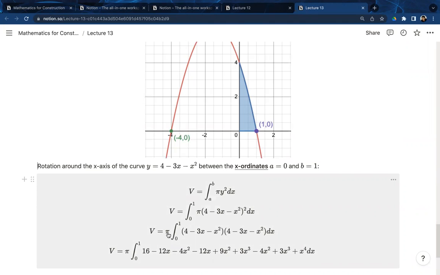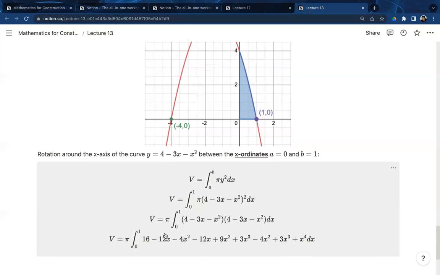You take out the pi, since it's a constant, you pull it out to the integral side. And we take our time and we multiply it, right? So everything in the brackets on the left, multiply by each term inside here. So these 3 terms multiply by 4. What we'll get? 4 4s are 16, minus 3 by 4, minus 12x, minus 4x squared.